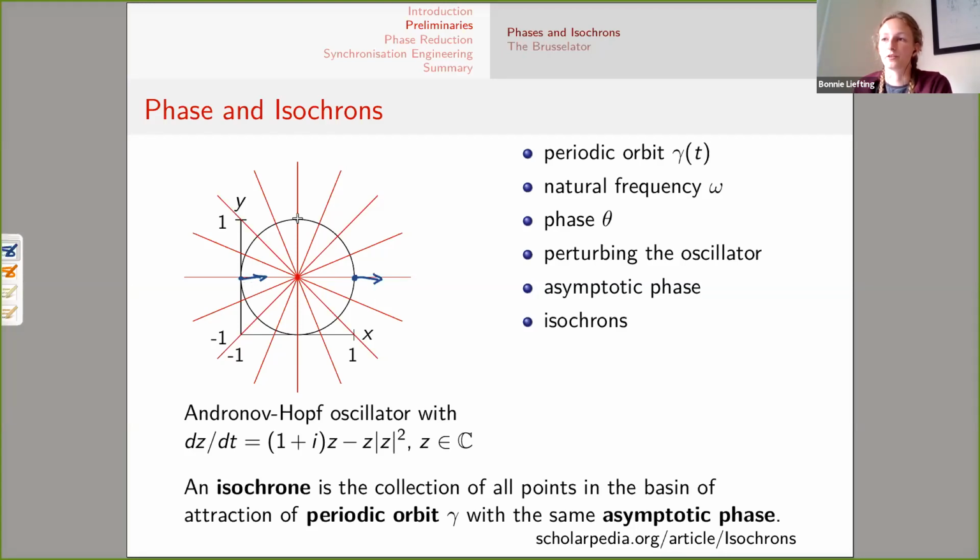But then when you're, for example, on this point, and you kick it in that direction, you are changing the phase. If the oscillator was going this way around, it would go backwards in phase, and in this case, it would go forward in phase. So what we're using is a phase response curve, which basically maps how much the phase changes depending on where you are in its oscillation when you give a perturbation.